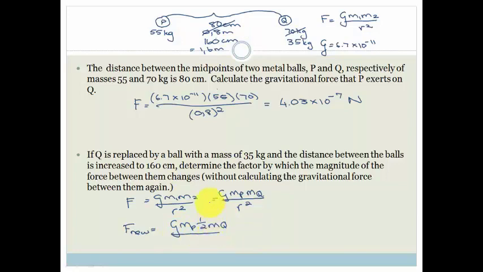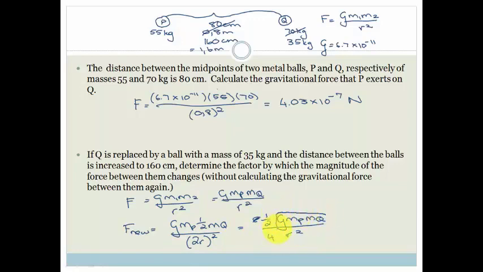And the distance is twice as big. Instead of it being 80 centimeters, it's now 160 centimeters, so it's twice as big. So therefore we're going to have 2r all squared. You must remember that it's a distance. If we double it, it's all squared, right? So do you agree that that is the same as, I could put the numbers in the front, so it's going to be a half G mass of P mass of Q over, and 2 squared is 4, r squared.